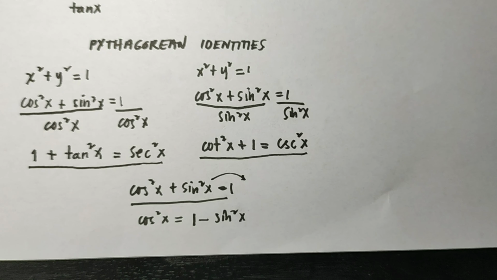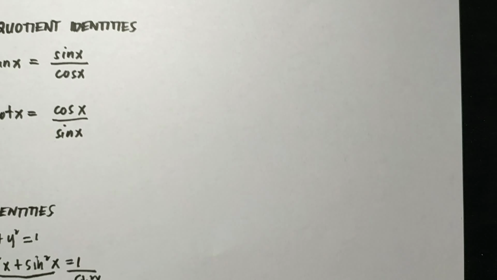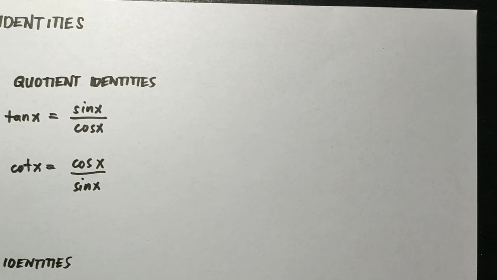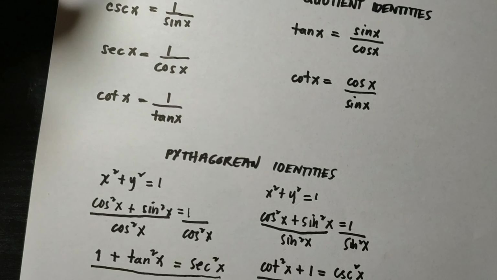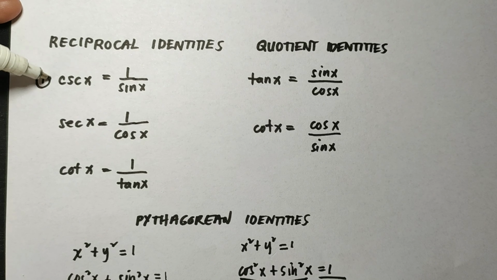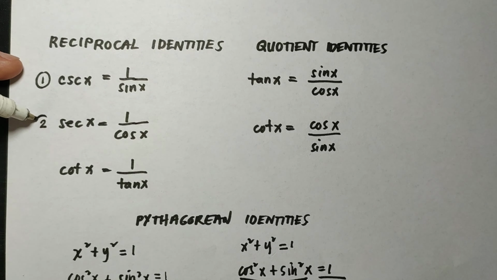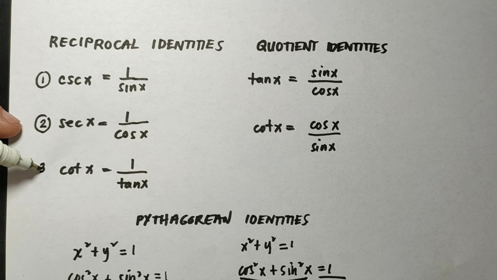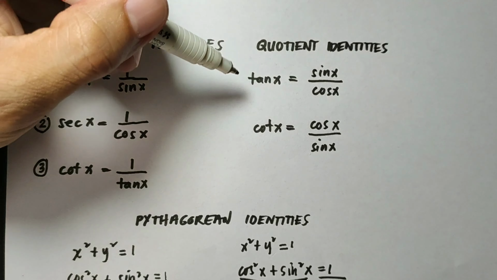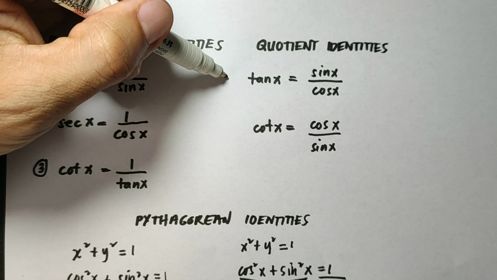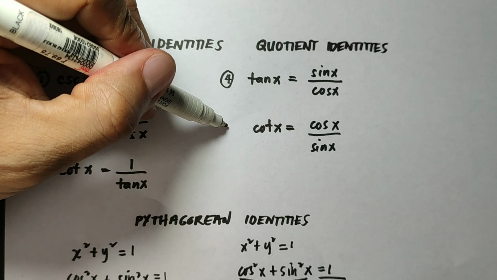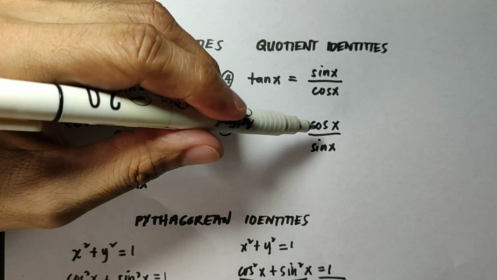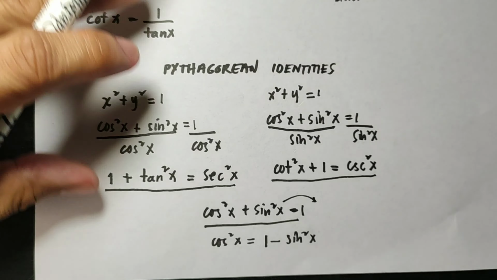So again, let us summarize all of these identities. We have the reciprocal identities. Number 1, cosecant x equals 1 over sine x. Number 2, secant x equals 1 over cosine x. Number 3, cotangent x equals 1 over tangent x. Quotient identities. Number 4, tangent x equals sine x over cosine x. Number 5, cotangent x equals cosine x over sine x.